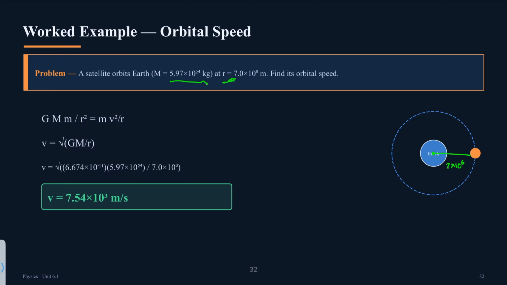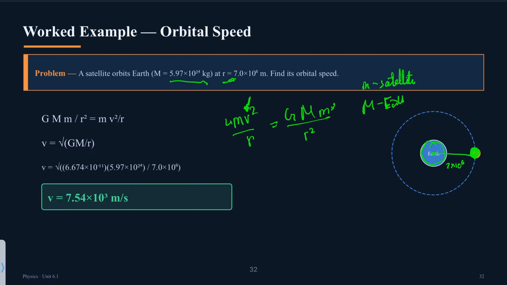Find its orbital speed. So that means we know that mv squared over r, that's our centripetal force, because it's centripetal motion, is equal to the force of gravity, right? Because the only force between the satellite and Earth is the force of gravity. Big G, big M, little m over r squared. And little m, we can denote as the satellite, right? And big M is our Earth.